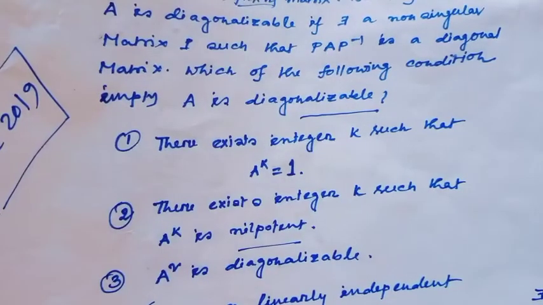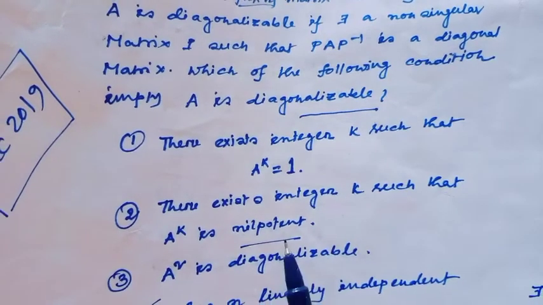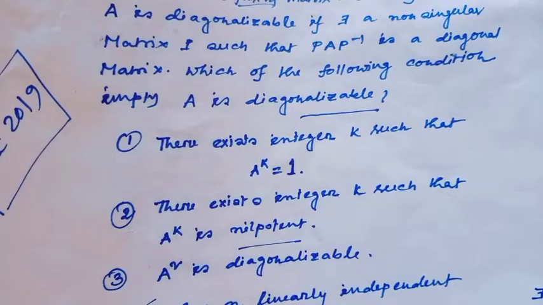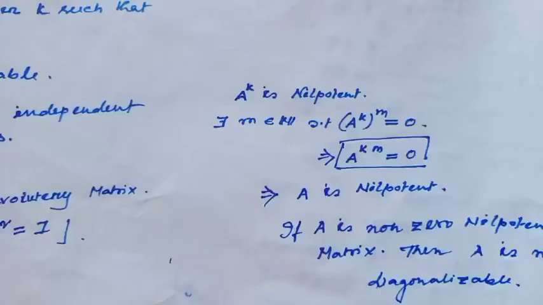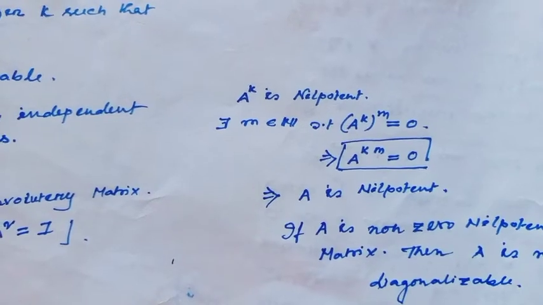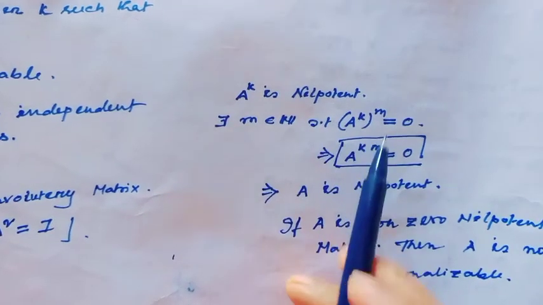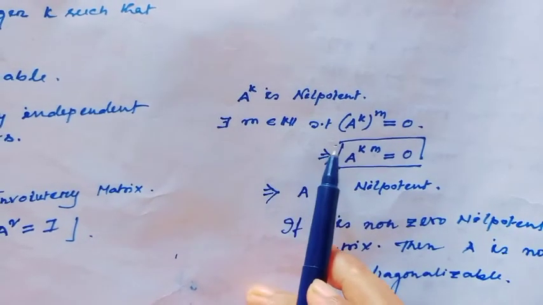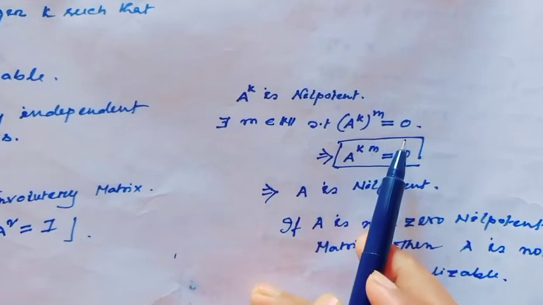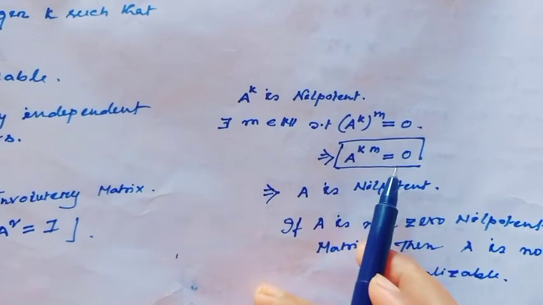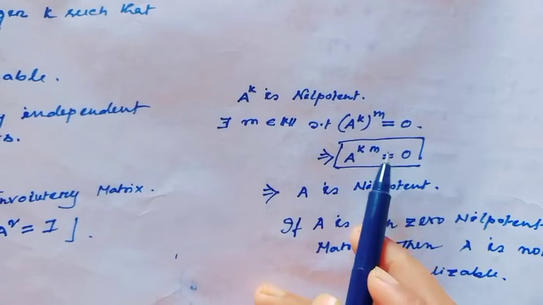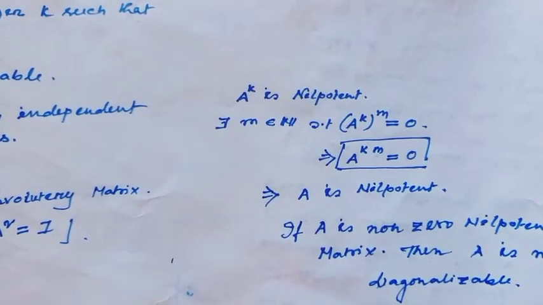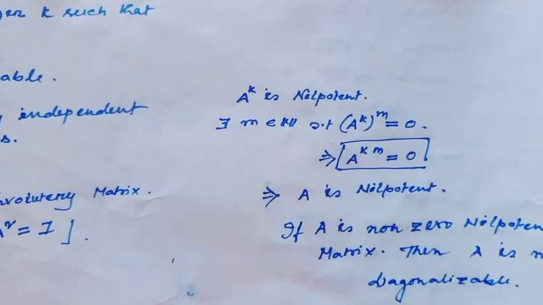Now let's take option 2. Option 2 says there exists an integer k such that A to the power k is nilpotent. This is actually basic. Given A to the power k is nilpotent, that means there exists an index m in the natural numbers such that (A to the power k) to the power m equals the zero matrix. That implies A to the power km equals the zero matrix. Now consider km as the index of this matrix. So obviously A is a nilpotent matrix.